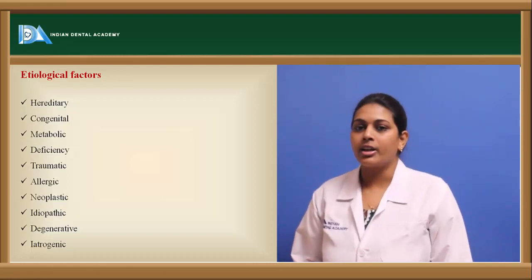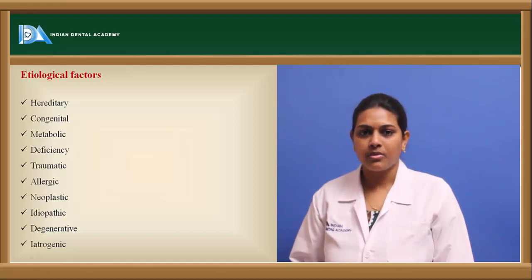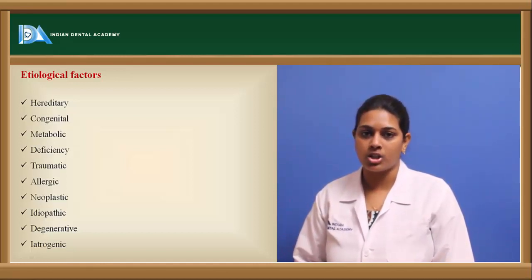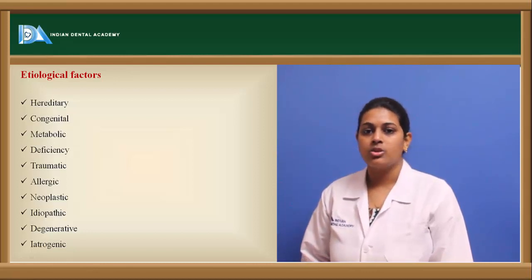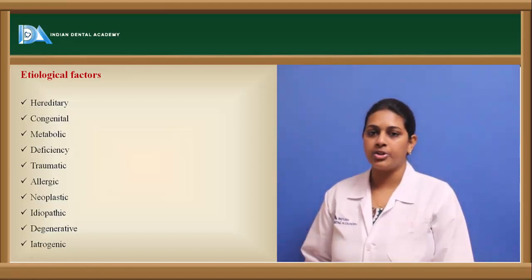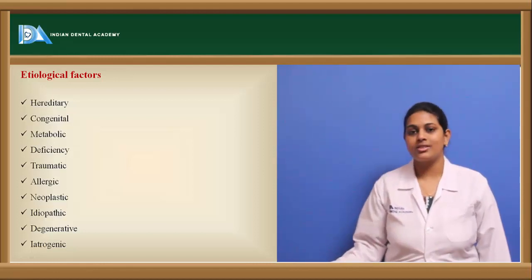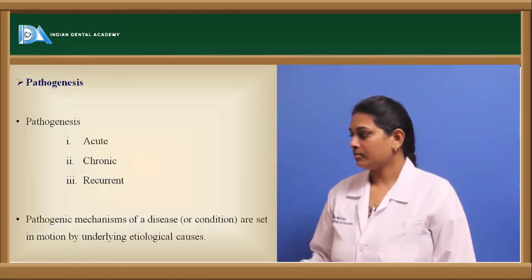Coming to iatrogenic, it is because of certain treatments, like in chemotherapy patients, we see there is loss of hair, alopecia can be seen. So this could be an iatrogenic injury or an iatrogenic cause. So this finishes the etiological factors.